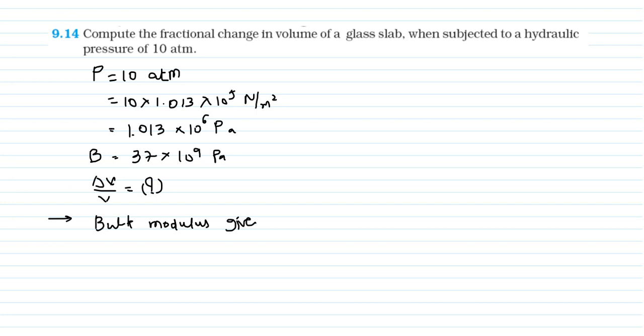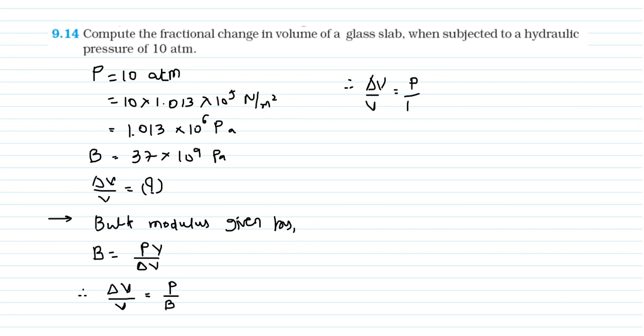Okay, now see, the bulk modulus is given by P into delta V upon V. Okay, what you want to calculate, that is the delta V upon V, that is P upon B. Therefore delta V upon V is equal to P upon B. What is the P?